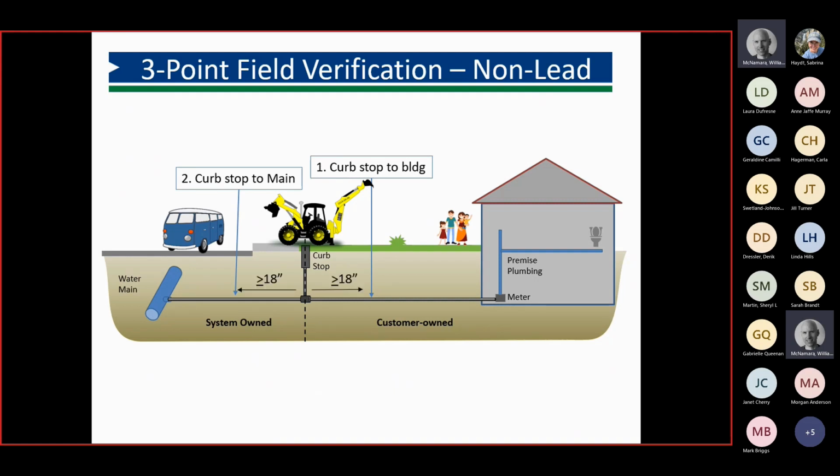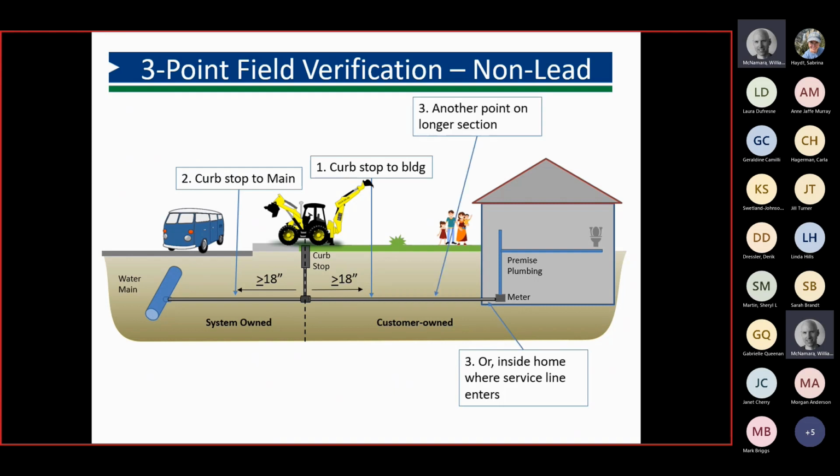Now those points have to be 18 inches or more from the curb stop because of, again, what Michigan saw with those splices just at the curb stop. And so we're going 18 inches out, and beyond to do some of those points there. Now, the third point can be inside the home where the service line enters, or the wording is like another point along the longer section. So that's where that third point comes in, but in the home is a valid point for that there. So the 3-point, again, when there's no other options, you're not verifying records or anything, you have to fall back to something like that.